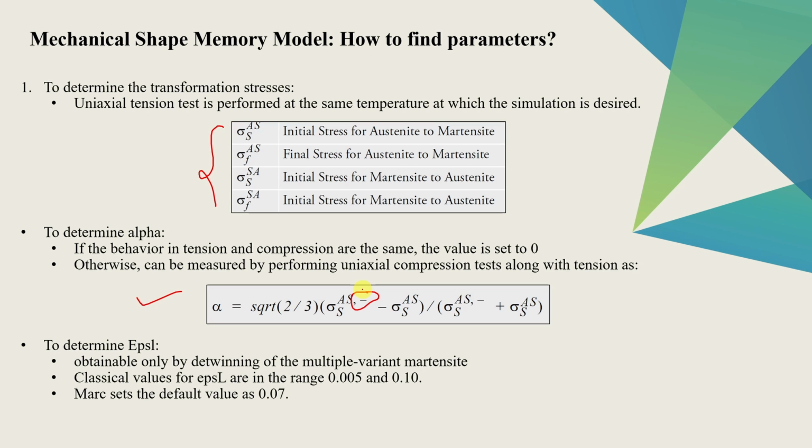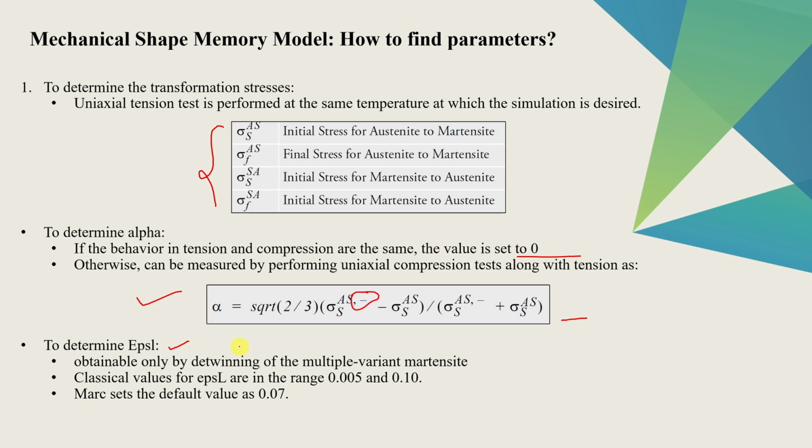Hence, if your application doesn't have compressive loading, you don't have to worry about this. You can just set it to 0. That means the behavior in compression and tension will be exactly the same, but otherwise you can calculate alpha using this formula.